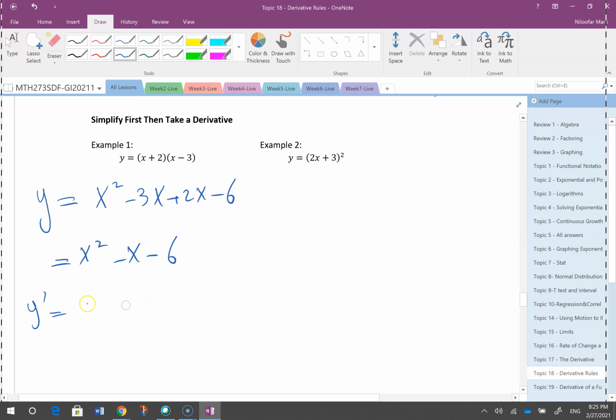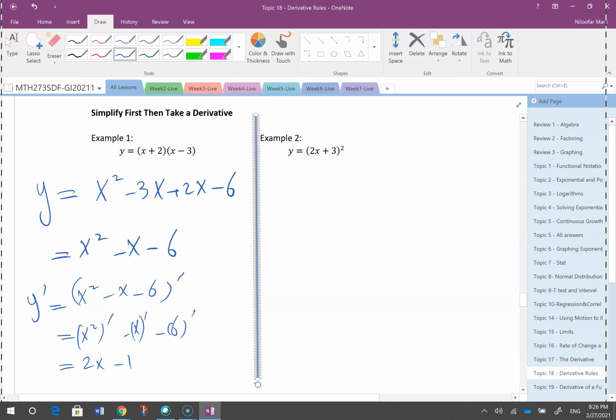Show me a step by step. So it's derivative of the right side, then it is derivative of first minus derivative of that minus derivative of that, which is 2x minus 1 minus 0. That one is minus 0, so done, because that's 6, and derivative of a constant number is 0.